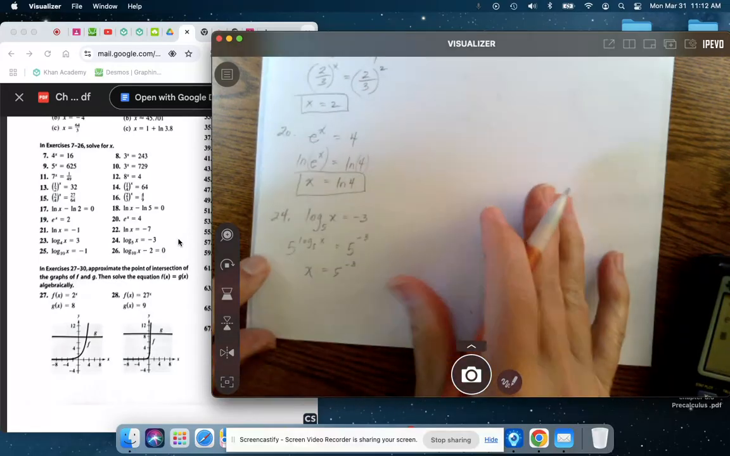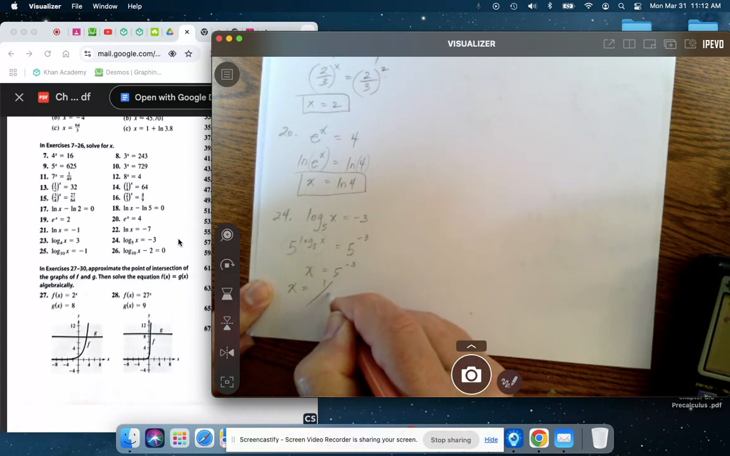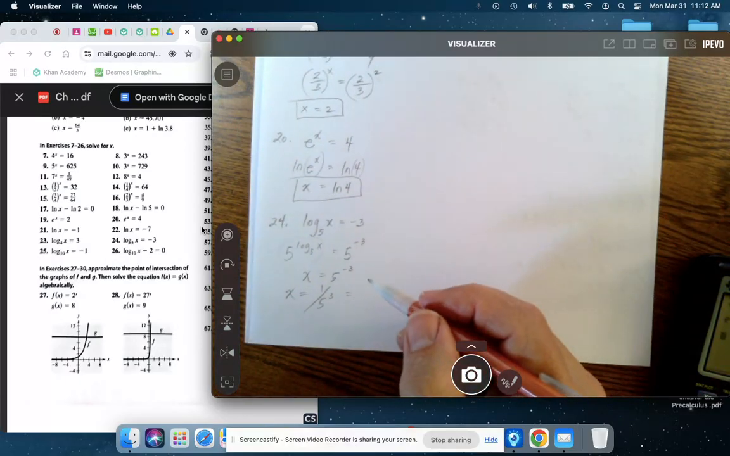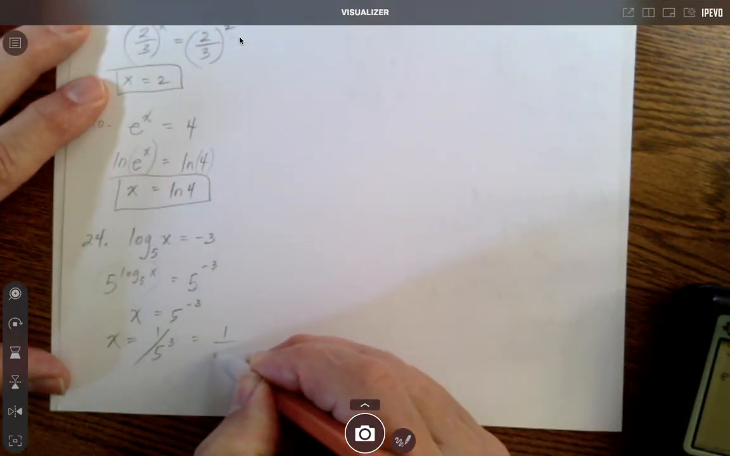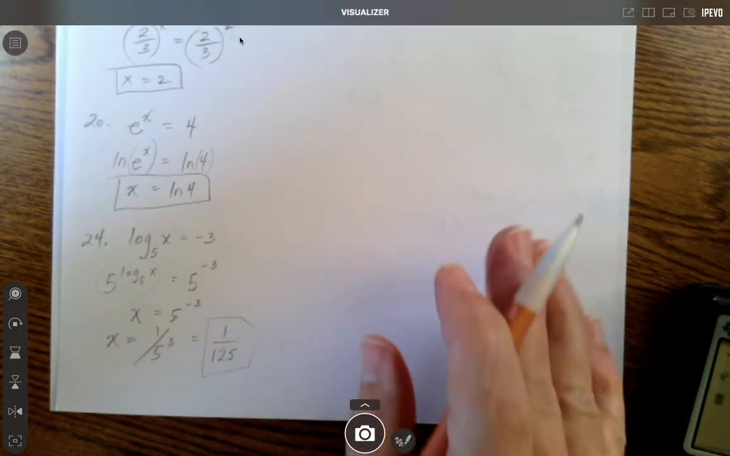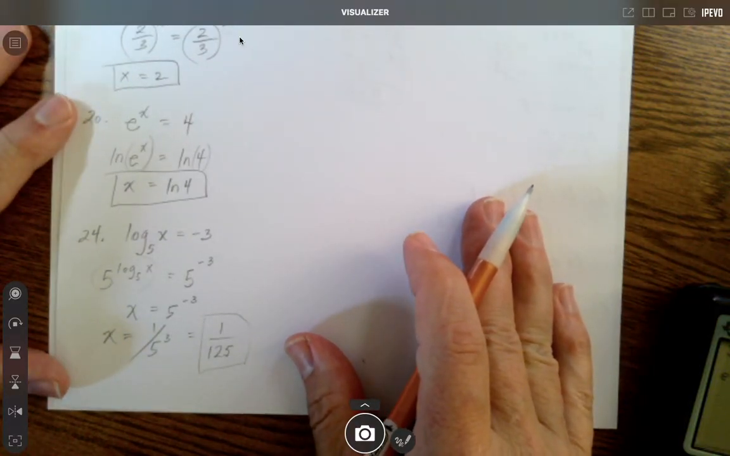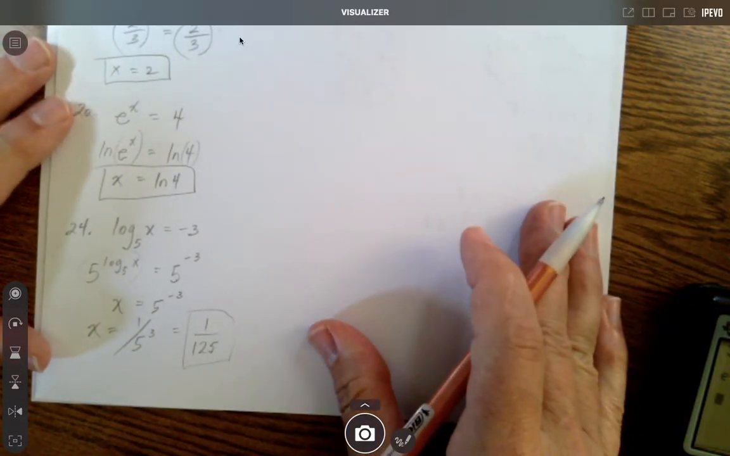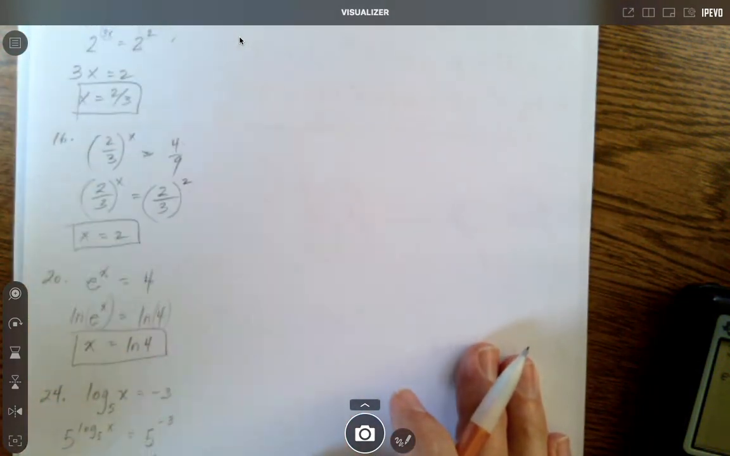I can get rid of that negative by just flipping it over. So that's the same as x is 1 over 5 to the 3rd. And 1 over 5 to the 3rd is 5 times 5 times 5. I believe that's 125, right? So this becomes 1 over 125. So that's it. Hopefully this is a review for you. This is still Algebra 2 material. So that's 24.